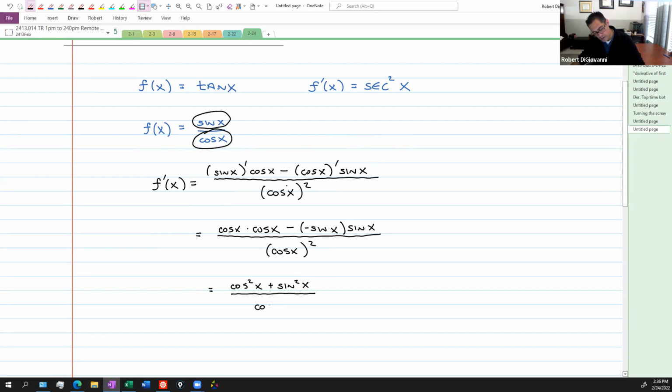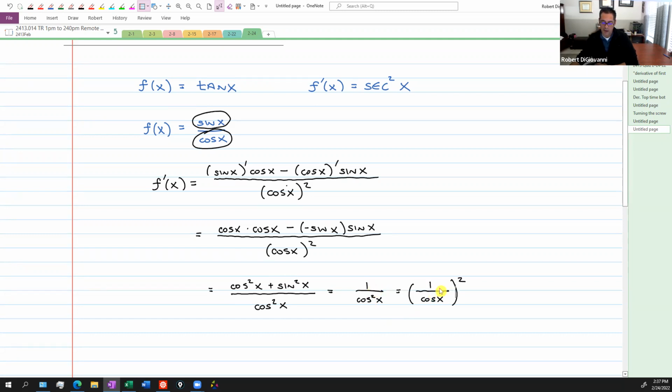I'm going to rewrite the bottom as cosine squared x. And the numerator is 1 from the Pythagorean identity from pre-cal, right? Sine squared x plus cosine squared x is 1. So this is 1 over cosine squared x, which you could also look at as being 1 over cosine x, squared, right? That's the same thing.